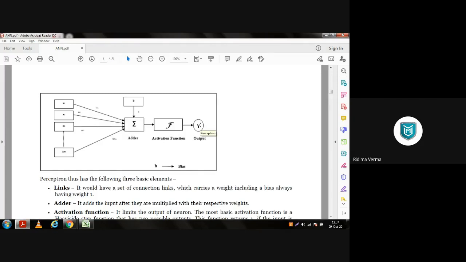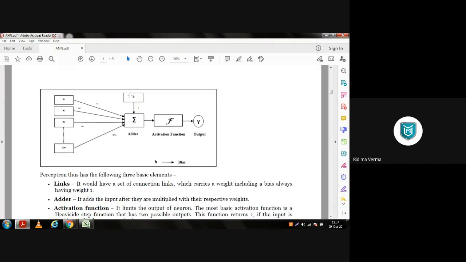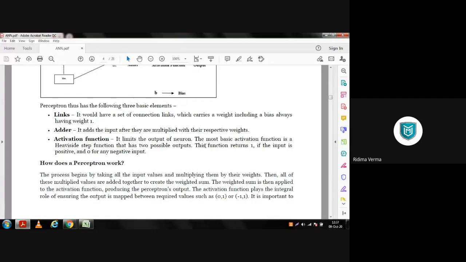So it is also the same thing over here, just the difference here will be that we can adjust the weights and the bias value will always be 1. So this is the basic difference that we have discovered so far. Next we have, perceptrons have the following 3 basic elements: links, adder, and activation function. Now links, it would have a set of connection links which carries a weight including a bias always having weight 1.